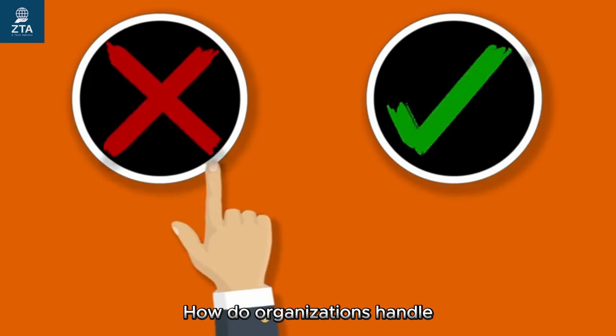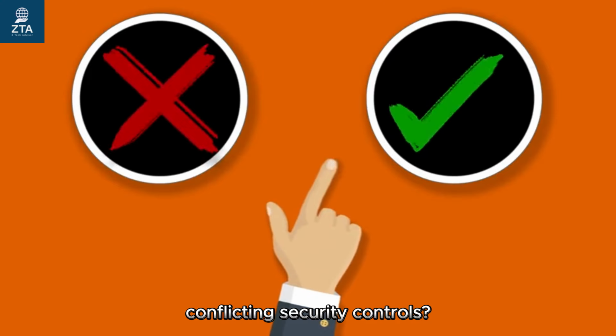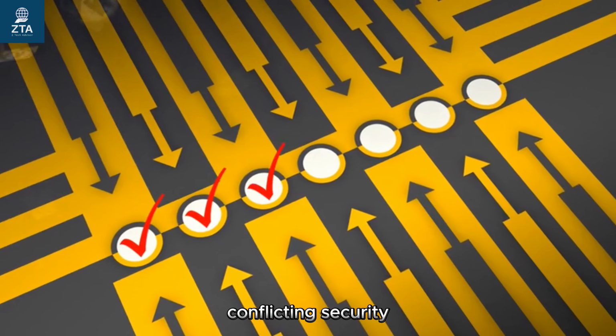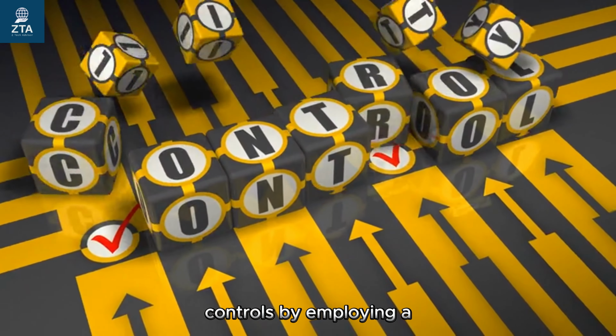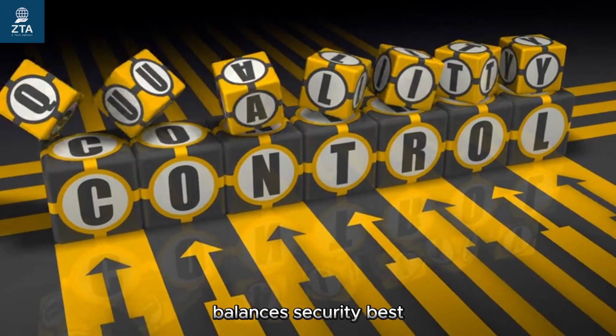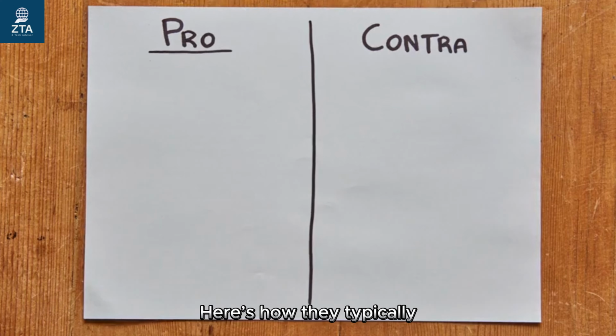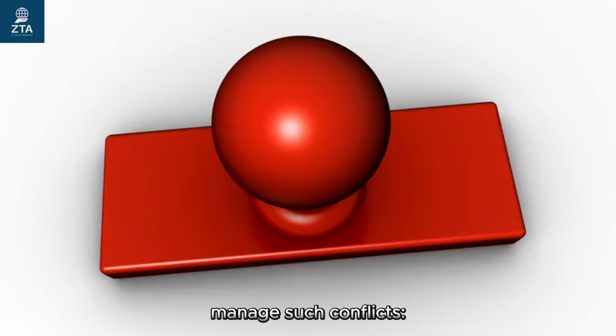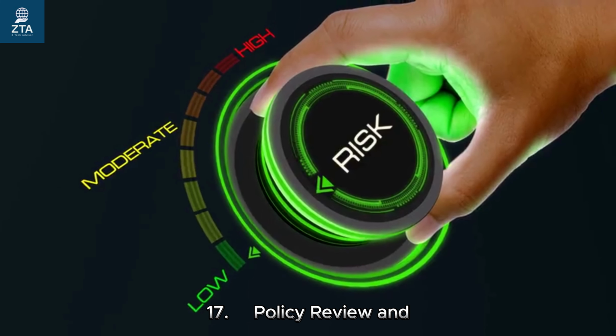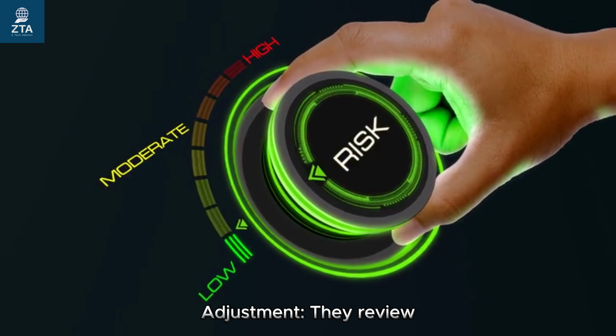How do organizations handle conflicting security controls? Organizations handle conflicting security controls by employing a strategic approach that balances security best practices with compliance mandates and operational requirements. Here's how they typically manage such conflicts. 17. Policy review and adjustment. They review their security policies to identify any conflicts with compliance requirements and adjust them to create a harmonious balance.